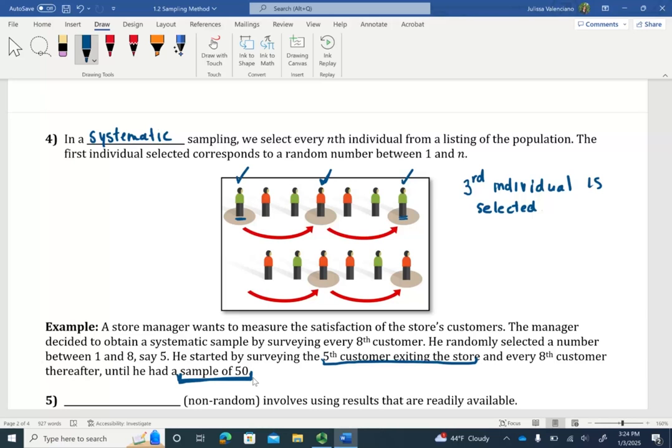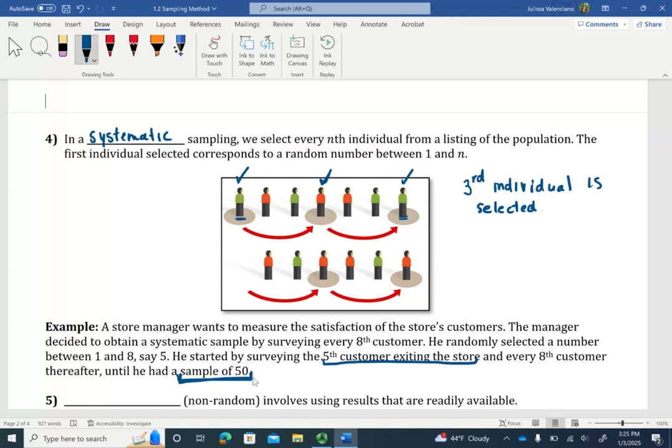Think about it: why is the store manager using this method? Well, he doesn't know how many people are going to stop by on the day that he's conducting the survey. Also, he wants to make sure that he randomly selects people and that he's able to give them the survey as they're exiting the store. So he's trying to get them on the spot, still randomly selecting them while also being able to give them the survey as they exit the store.